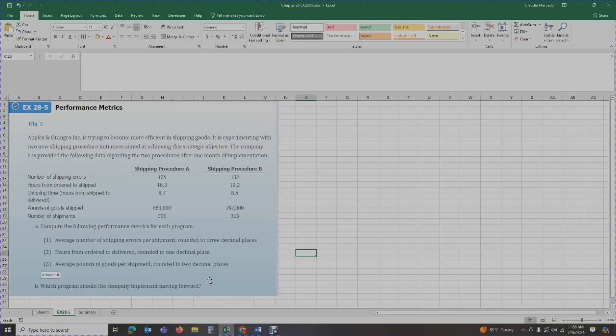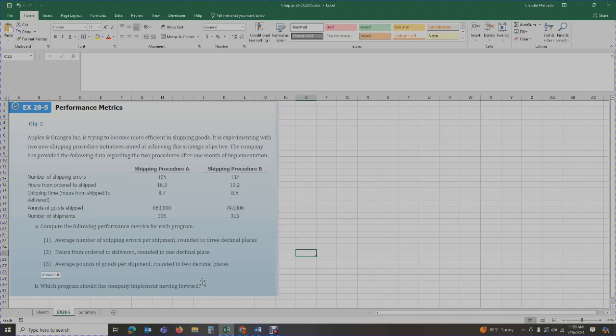The company has provided the following data regarding the two procedures after 1 month of implementation. The company decided to implement two procedures parallel to each other to try to figure out which of the two procedures works the best. We have shipping procedure A and shipping procedure B. We've got the number of shipping errors, the hours from ordered to shipped, the shipping time, which is the hours from shipped to delivered. We've got the pounds of goods shipped and the number of shipments provided for both procedure A and procedure B. We are to compute three things.